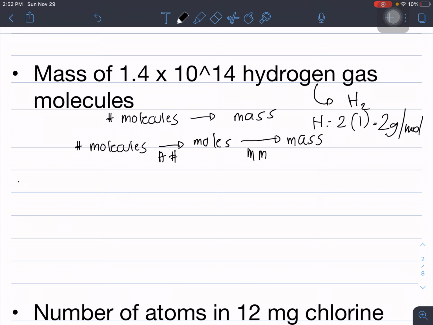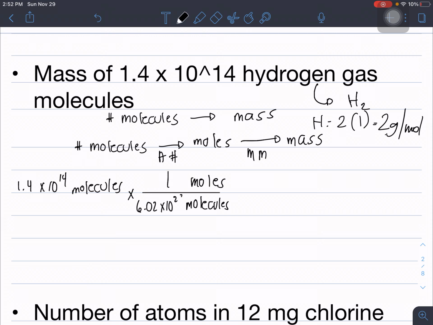So, there are 1.4 times 10 raised to 14 molecules. The first factor here will be molecules and moles. For every 1 mole, there are 6.02 times 10 raised to 23 molecules. So if we cancel out these molecules, this will leave a mole unit. And from mole, we could convert it to mass.